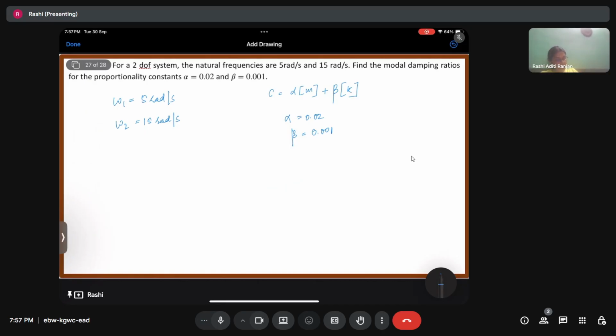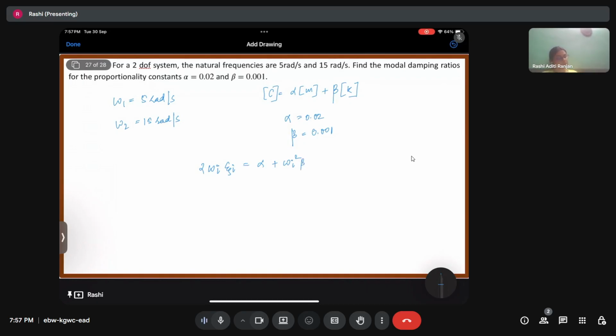Anyways, this C is also going to be a vector. Because for an n degree of freedom system, there are going to be n dampers, n dashpots, and they are going to have their own damping values. And it will depend definitely on the mass and the stiffness concerned with that particular element. Now there is this one equation which says that 2 omega i eta i is equal to alpha plus omega i square beta. This comes from a derivation which you can see in the book. I will not get into it because we don't have that much time.